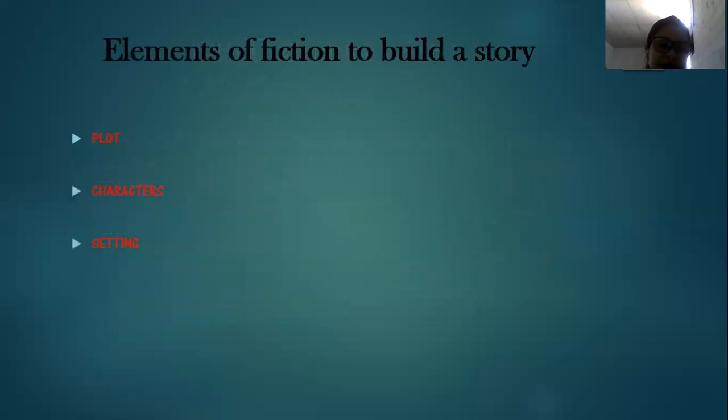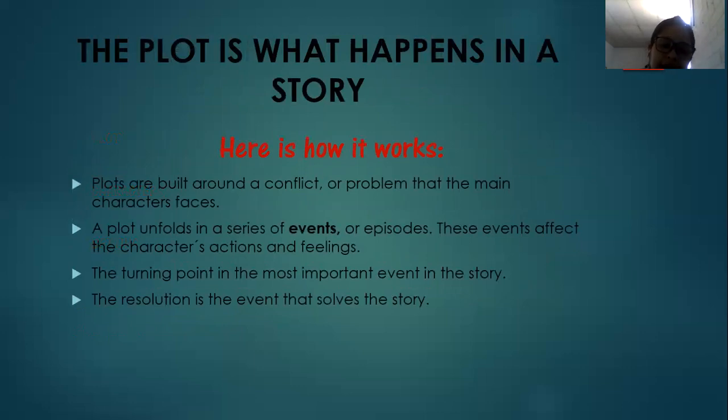The elements of fiction to build a story are three main elements: plot, characters, and setting. These are the three important elements we have to keep in mind when we're talking about making up a story. The plot is what happens in a story. Here is how it works. Plots are built around a conflict or problem that the main character faces. A plot unfolds in a series of events or episodes. These events affect the character's actions and feelings.